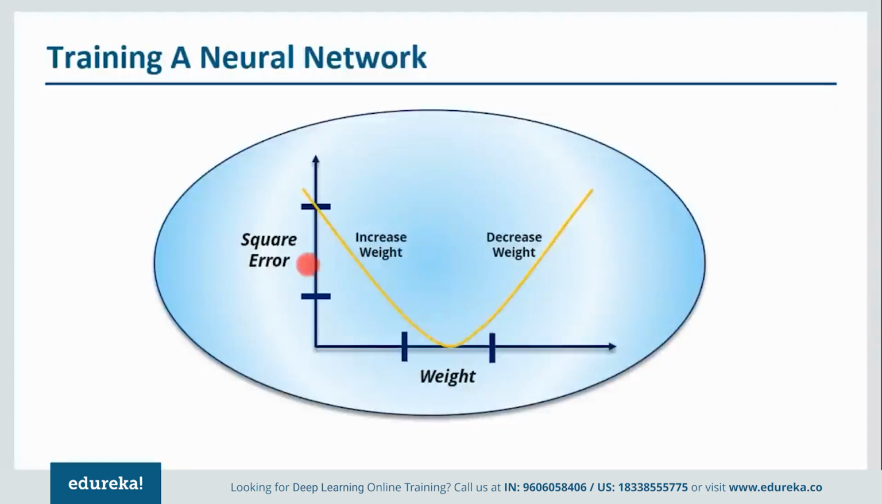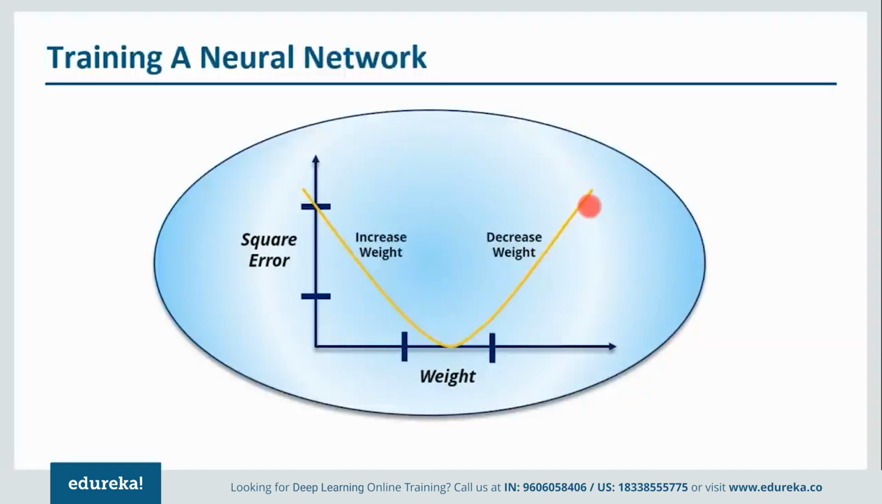This is a graph of square error versus weight. Suppose your square error is somewhere here and the computer starts increasing the weight in order to reduce the square error. It notices that whenever it increases the weight, the square error decreases, so it keeps increasing until the square error reaches a minimum value. After that, when it tries to increase the weight further, the square error increases. At that time the network recognizes that increasing the weight after this point increases the error, so it stops right there, and that will be our weight value. Similarly, there can be one more scenario: suppose we increase the weight and the square error also increases. At that time, we cannot increase the weight.